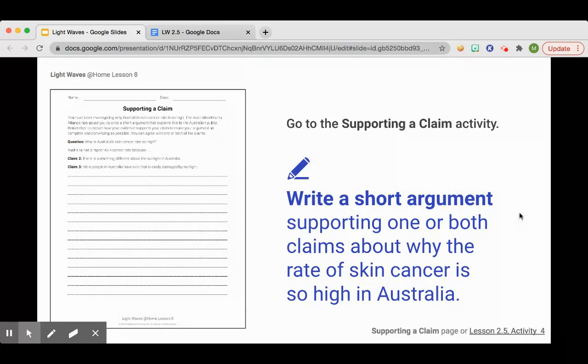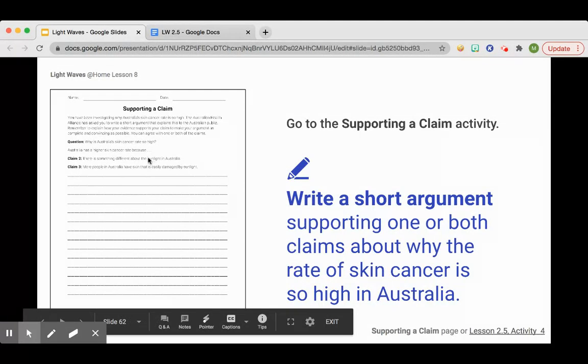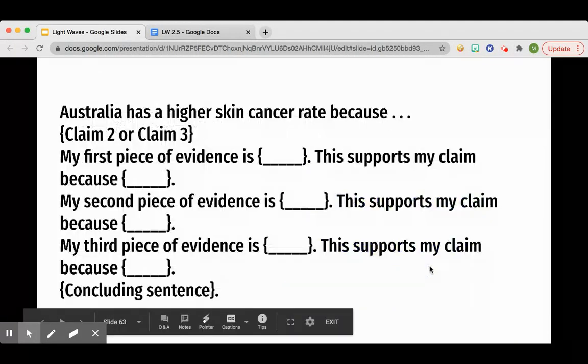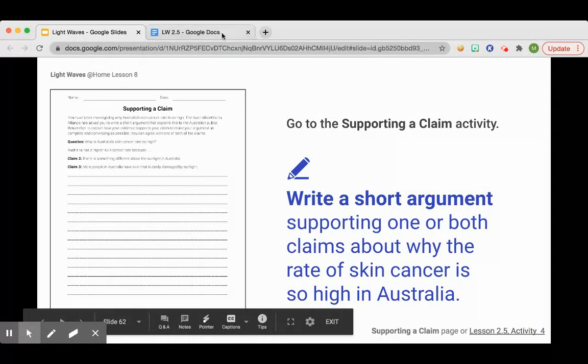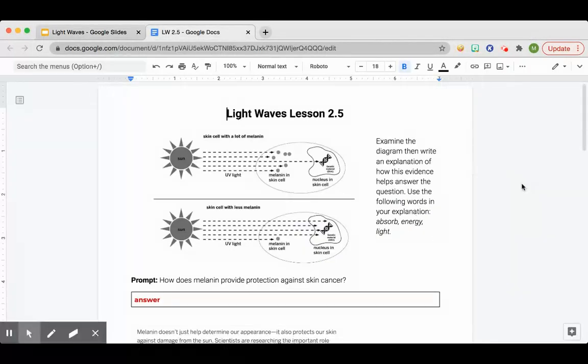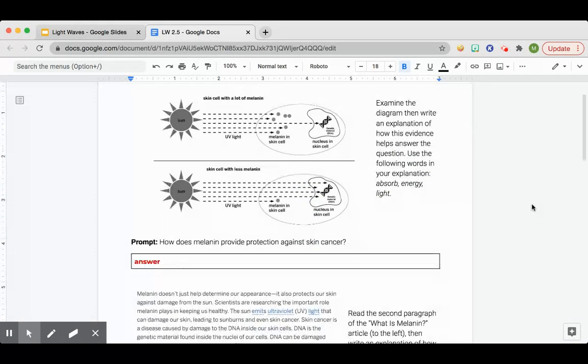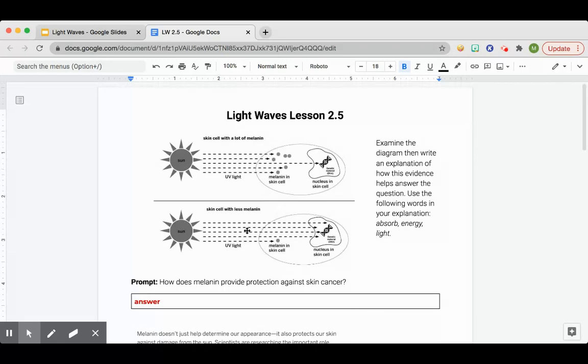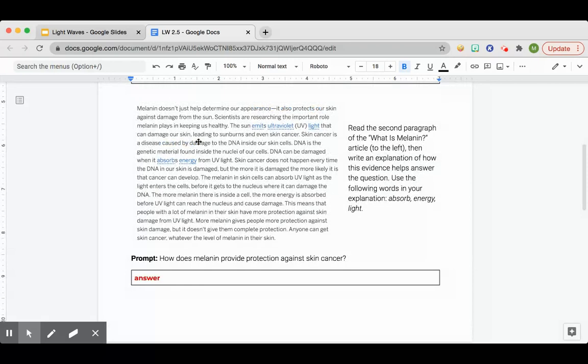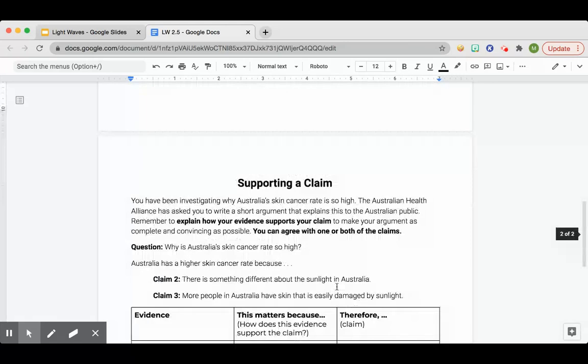So for today's lesson, which you do have 2 days to complete, you are going to write a claim that supports one or both of these claims. And when we come here, we can see there are 2 more pieces of evidence. So this is a diagram to look at and answer. And then this is a short paragraph from a reading, what is melanin. I just took 1 paragraph out so you don't have to read the whole thing.